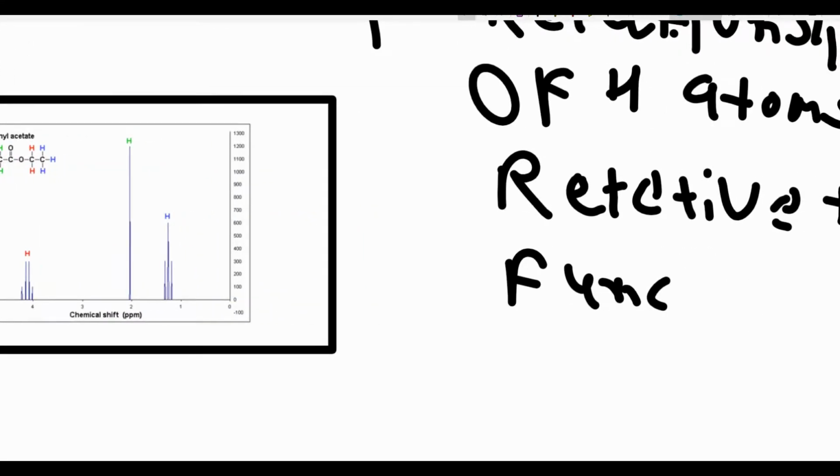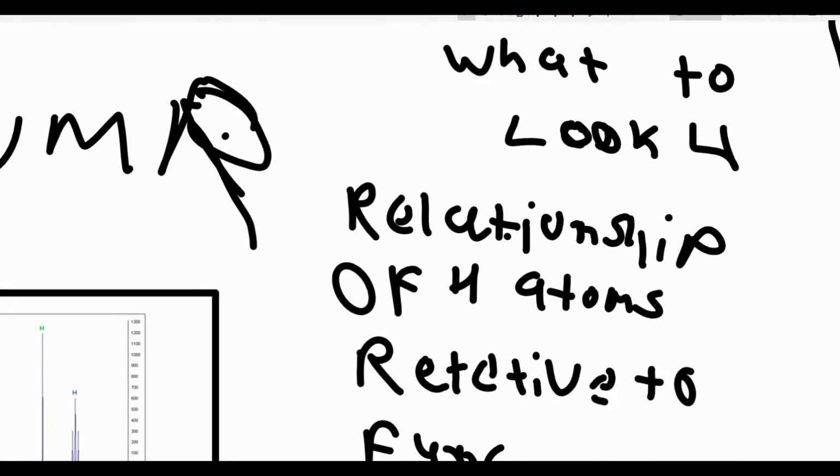What a proton NMR tells you is the relationship of hydrogen atoms relative to the functional groups. And this is really good because proton NMRs help to essentially answer half of the question if you're given a proton NMR. It really just depends on how sadistic your professor is.